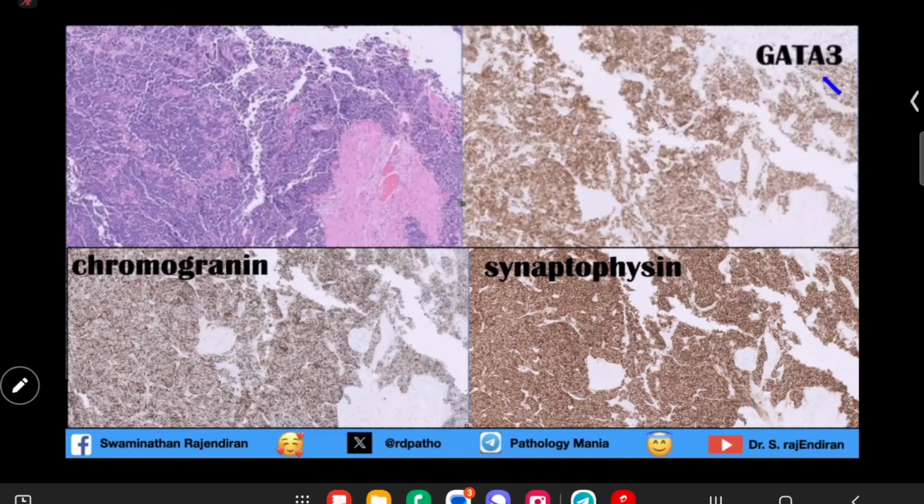And GATA3 is another good marker for neuroendocrine tumors, but GATA3 will be positive in urothelial carcinoma also. And another neuroendocrine marker is INSM1. I forgot to mention that here. Insulinoma-associated protein 1, and that is positive in neuroendocrine tumors. So don't rely only on GATA3 because it will be positive in neuroendocrine as well as urothelial carcinomas.